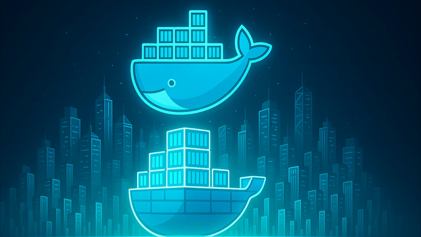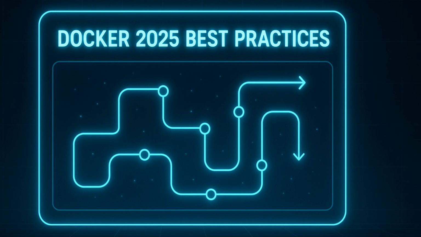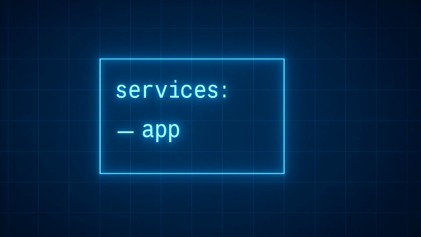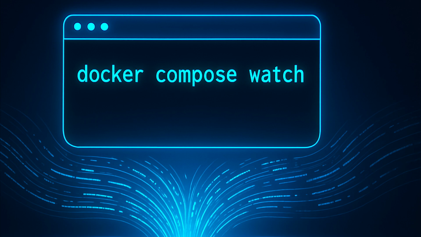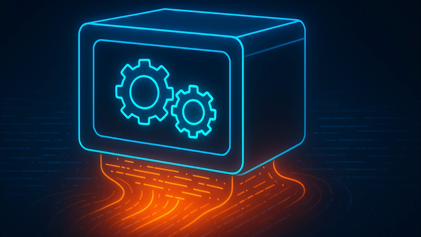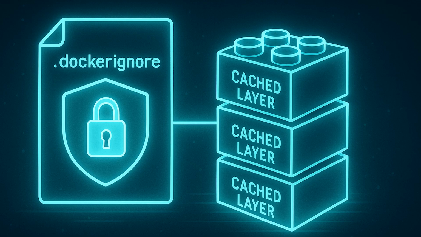What modern Docker looks like. Here's how you should be using Docker in 2025. Compose without legacy bloat, dev containers, watch mode, and more. Use Docker Compose watch for live reload in local dev. Use bind-mounted volumes plus hot reload for fast iteration. Use dockerignore plus caching for minimal rebuilds.